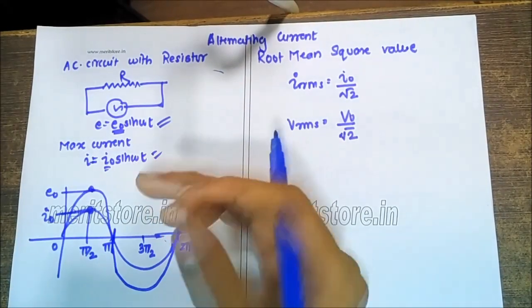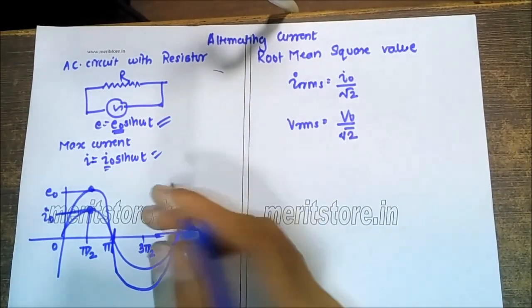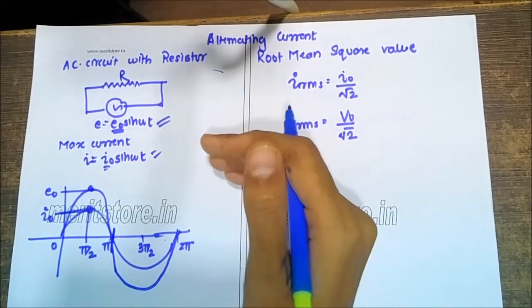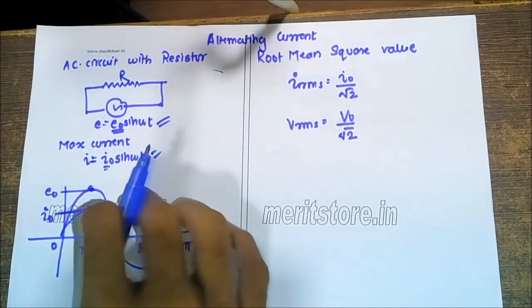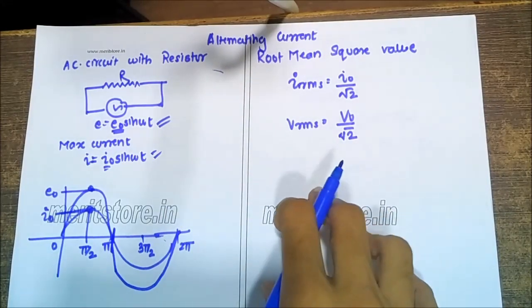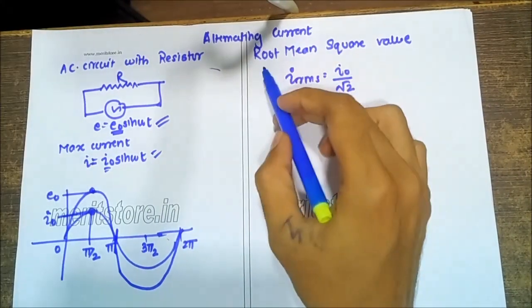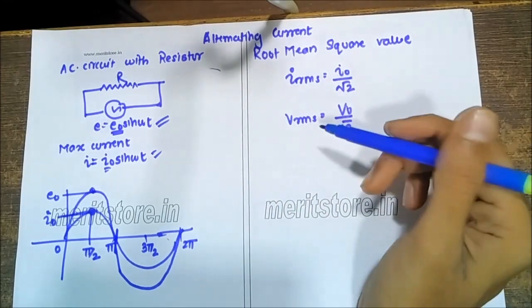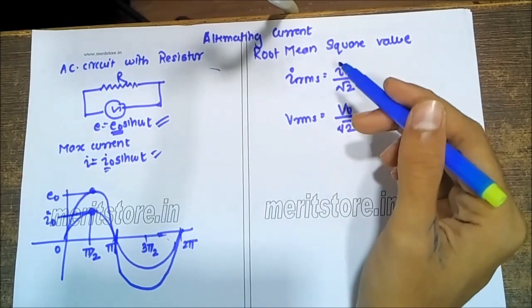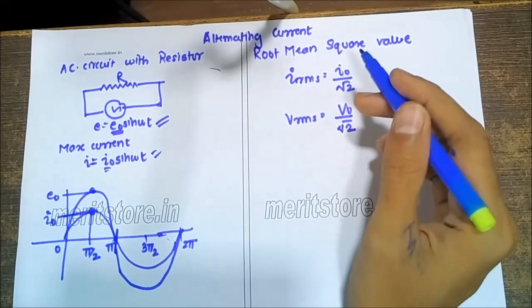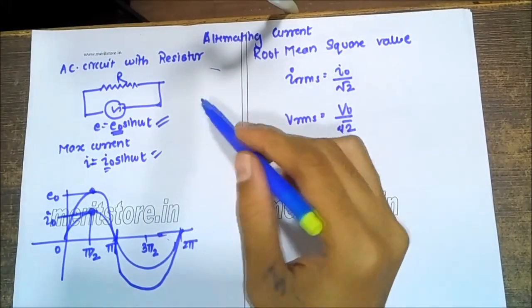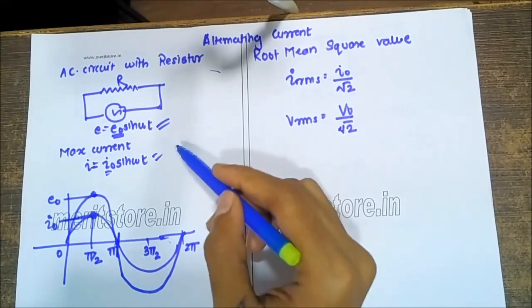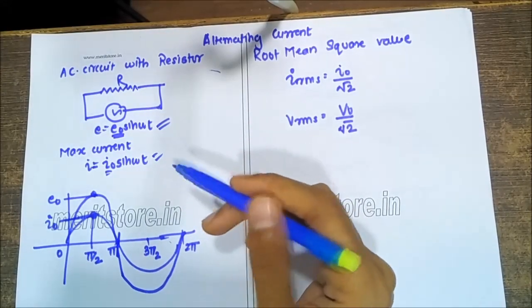The only means to measure this is that whenever current flows through a conductor, heat is generated. By means of heat generation, we can tell the amount of current that has been produced. So the next part is the root mean square value, which can be for the current and for the voltage. For AC circuits with resistors, we have E equals E0 sine omega t and I equals I0 sine omega t.